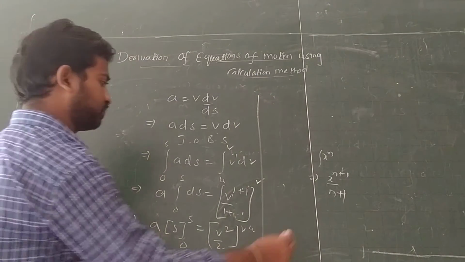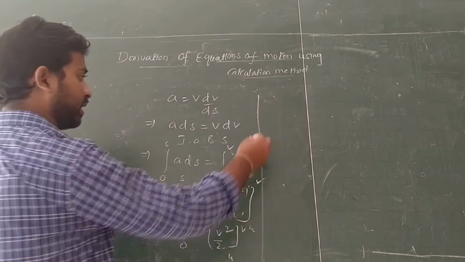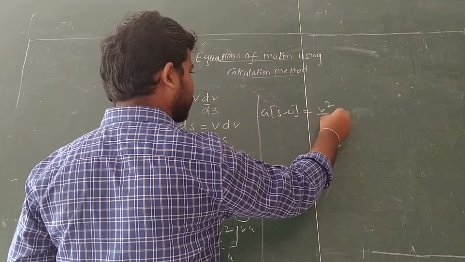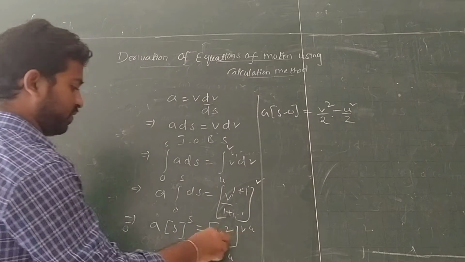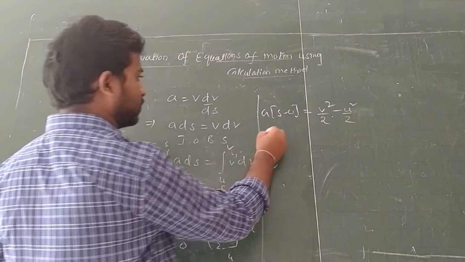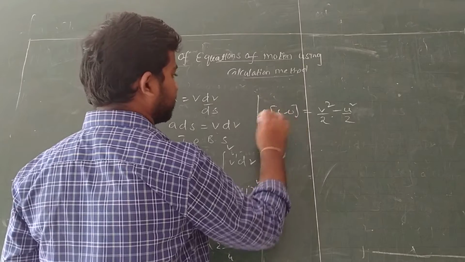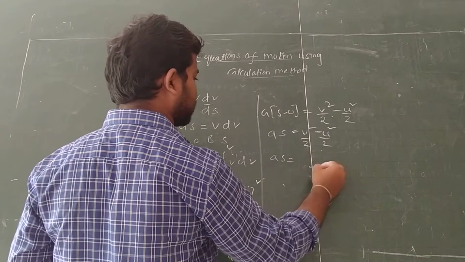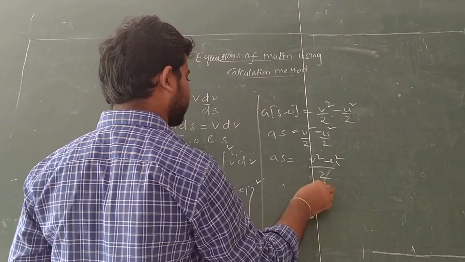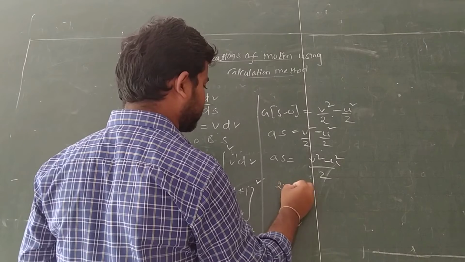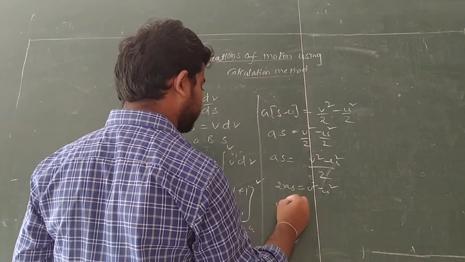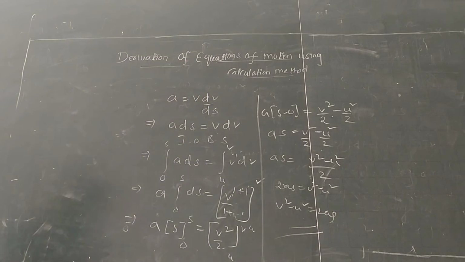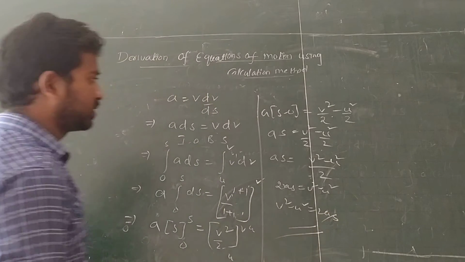So the next step: you can substitute here a into s minus 0, and next v square by 2 minus u square by 2. Substitute v square by 2 minus the lower limit u square by 2. Then a into s, as minus a into 0, which is 0. Then v square by 2 minus u square by 2. Taking LCM 2, it is v square minus u square. Then send this to this side: 2as equals v square minus u square, or v square minus u square equals 2as. Got it? v square minus u square equals 2as.